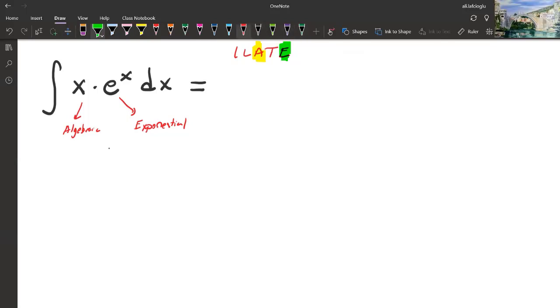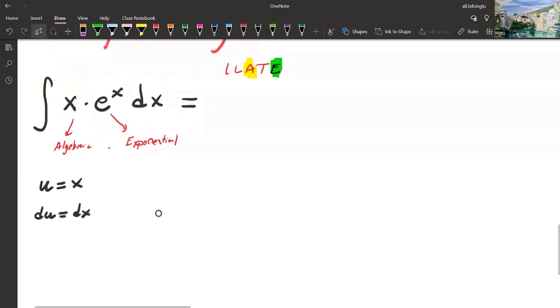Yes, x is u. Now you need to write in this form. u is equal to x. Immediately take the derivative with respect to x. du is equal to dx, because the derivative of x is 1 times dx. The remaining part will be dv. What is dv? If x is u, dv will be equal to e to the power of x times dx. All the remaining parts, e to the power of x times dx, is dv.